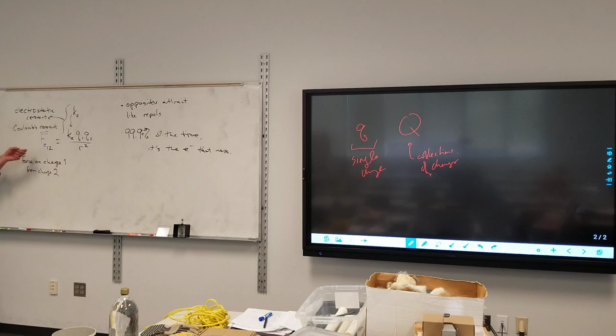Units of force, SI units of force. Newtons. Joules? Newtons. Oh yes, newtons. Joules is energy. Unit of distance, SI unit of distance. Meters. Charge. Volts? No. We'll get to volts eventually. Electron volts? No, that's a unit of energy.